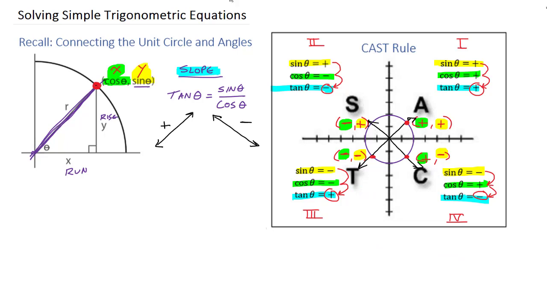Let's start with the A. The A stands for, this is where they are all positive. A for all, okay? So all three of them are positive here. S is for sine. This is where sine is the only one that's positive, right? T is for tan. This is where tan is positive. And C is for cos. This is where cos is the only one that's positive, right? There. That's what it means.